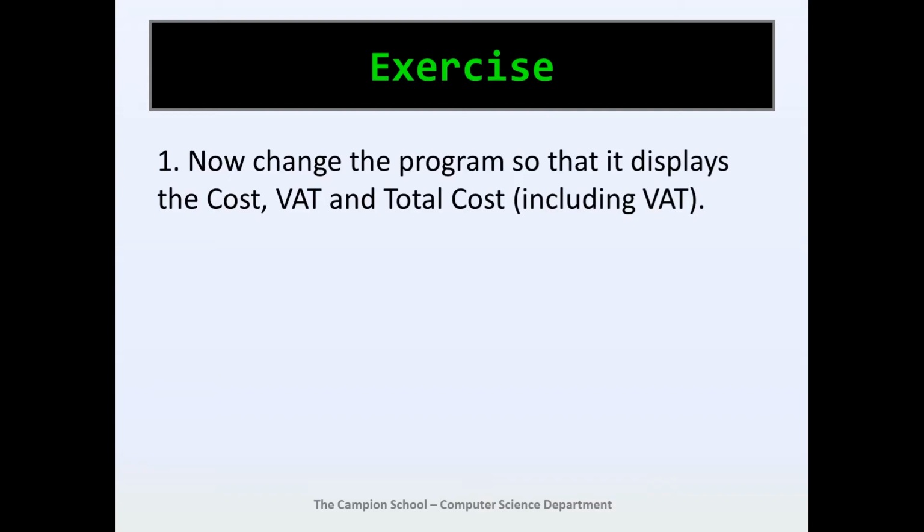So at the moment we're only displaying the VAT, aren't we? I want you to output the cost of the item. I want you to tell me how much VAT we're going to pay on the item. And then I want you to output the total cost. So you're going to have 3 lines as your output, a bit like a little receipt. Pause the video, have a go, and then you can restart, and then I will go through the solution for you.